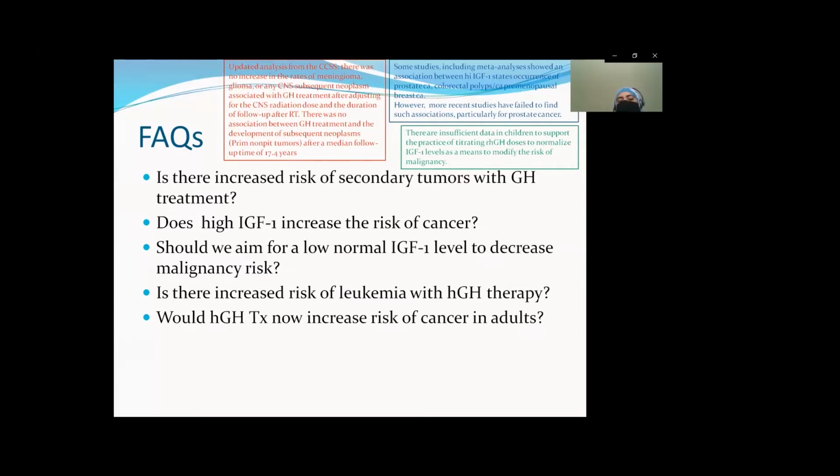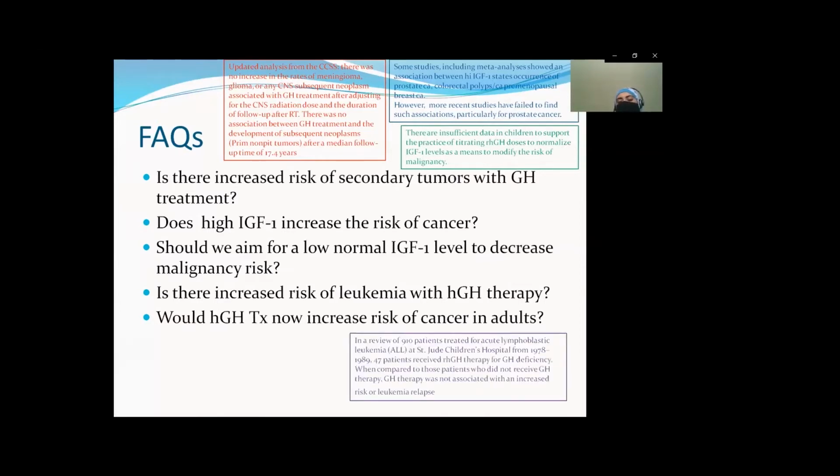Recently there has been a lot of interest and a lot of questions about the risk of leukemia with growth hormone therapy. St. Jude's published a report in which they reviewed about 1,000 kids who were treated for ALL, and they compared children who had leukemia and had growth hormone therapy with those who didn't receive growth hormone therapy, and they did not see increased risk of relapse in patients who received growth hormone therapy.